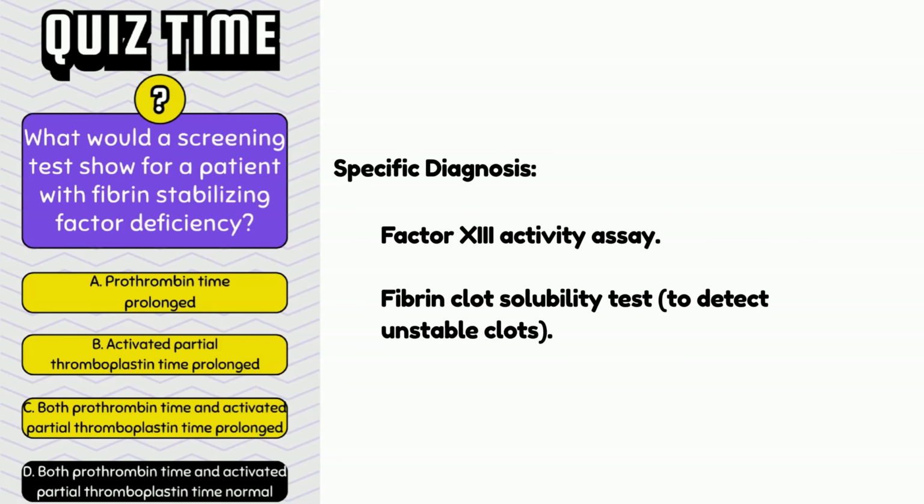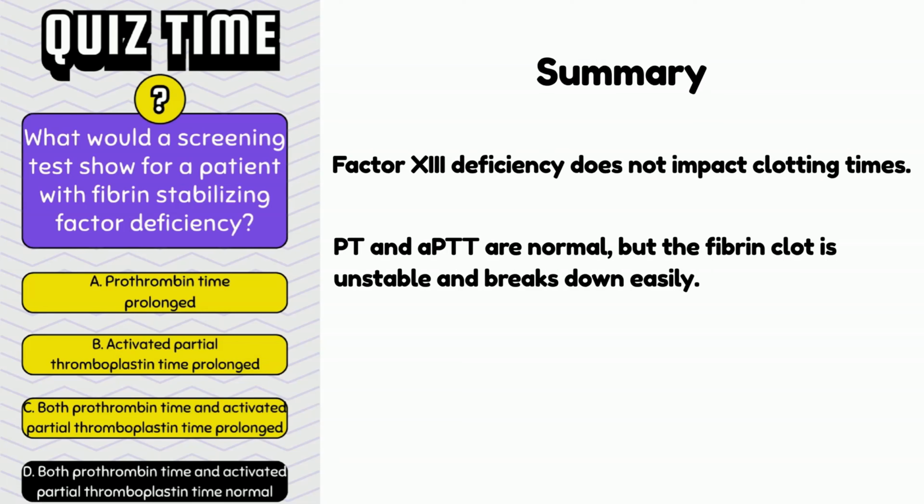Diagnosis of factor 13 deficiency. The diagnosis of factor 13 deficiency is typically confirmed with a specialized factor 13 activity assay, not with PT or aPTT tests. The fibrin clot stability test can also be used to detect abnormal clot stability, which would be indicative of factor 13 deficiency. In summary, factor 13 deficiency does not affect the clotting cascade in a way that prolongs PT or aPTT. Therefore, the correct answer is D. Normal prothrombin times and activated partial thromboplastin times.